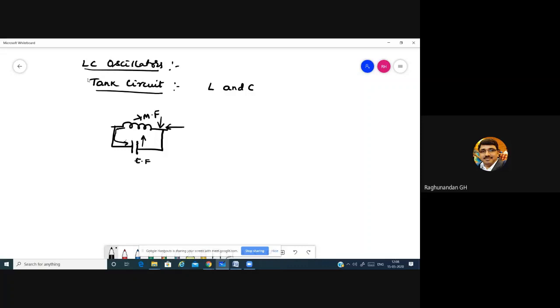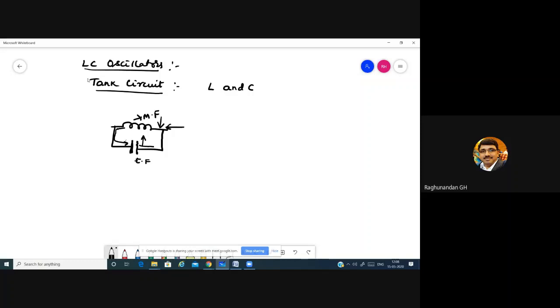So the capacitor is going to charge to the peak value. When the capacitor is charged to the peak value, the capacitor is fully charged and the inductor is fully discharged. That means no energy is stored in the inductor. Now again, you know the characteristic of a capacitor: when it is fully charged to the peak value, after that it starts discharging itself. So now again, the capacitor starts discharging.